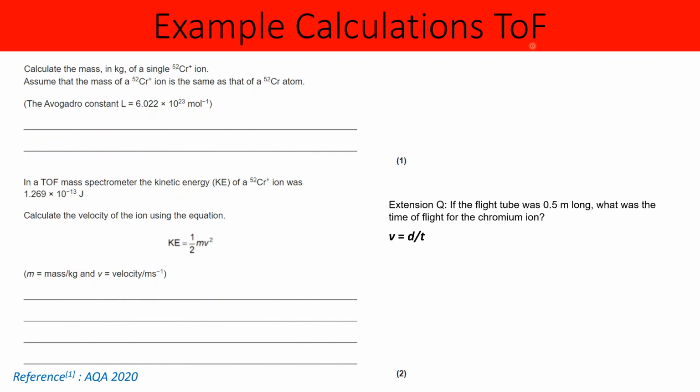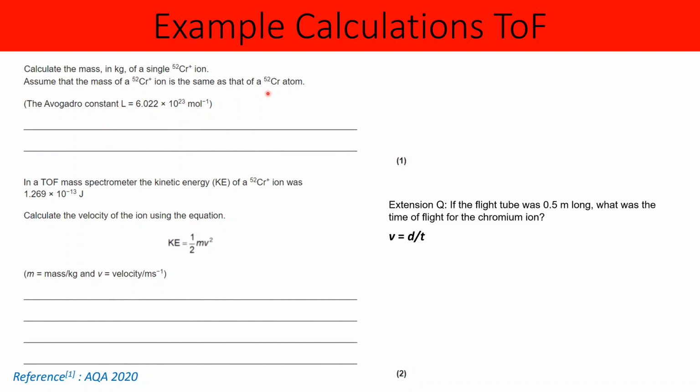Okay. Right, so let's have a look at some example questions that you might be asked related to this whole idea of time of flight and the tube itself. So we've got to calculate the mass in kilograms of a single chromium ion. And we're going to assume that the mass of that chromium ion is the same as that of a chromium atom. Well, that makes sense because when we ionise a sample, we only remove an electron. And an electron has a mass of about 1/2000th the mass of a proton, so a very, very tiny mass. So the difference in mass between a chromium atom and a chromium ion is going to be insignificant.